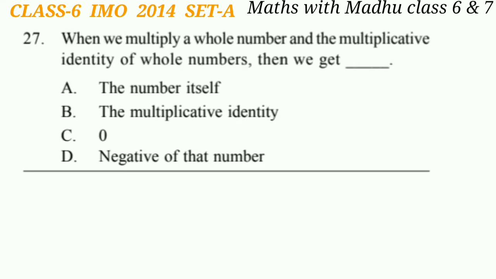Now question number 27. When we multiply a whole number and the multiplicative identity of whole numbers, then we get dash. Multiplicative identity is 1. So when we multiply a whole number by 1, we'll get the number itself. So the answer will be option A, the number itself. Now question 28.